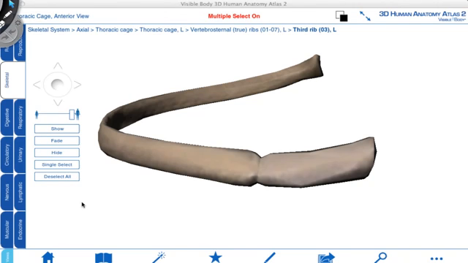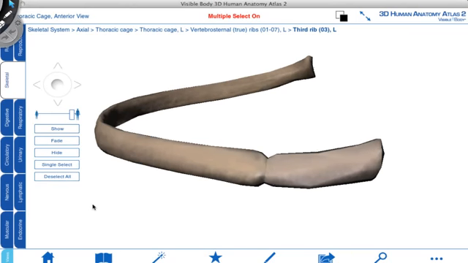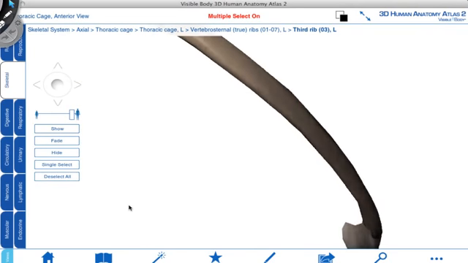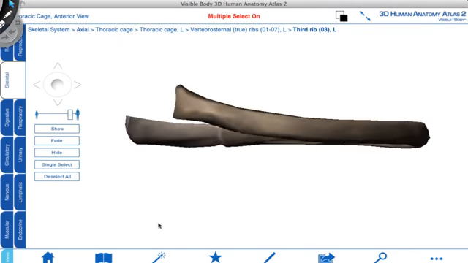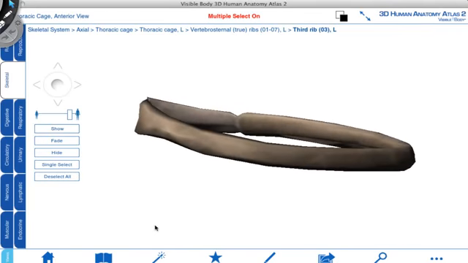Ribs 3 to 9 on either side of the sternum are considered to be typical ribs, meaning that they have very similar characteristics. Here's the anterior view of the typical rib, and all of these ribs are considered to be flat bones. We can see that it is relatively flat, although it does have a big curve within it. If I rotate it to a posterior view, we'll get a better look at some of the bony markings we're going to identify.